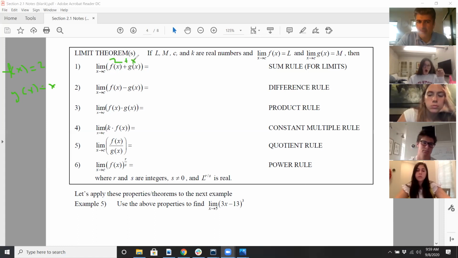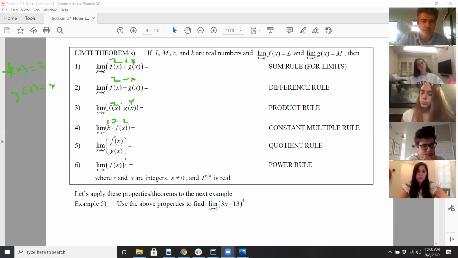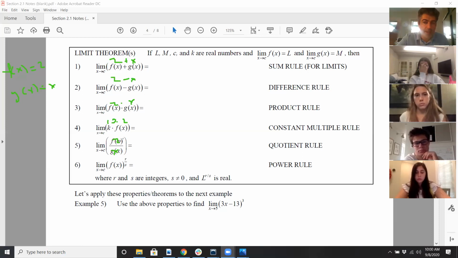Which I know you guys can graph. Or this would be 2 minus x, which I know you guys can graph. Or this would be 2 times x, so y equals 2x, which I know you guys can graph. Or a random constant, like say 10 times 2, which would be 20. Or f of x over g of x, 2 over x. Or 2 raised to some power.